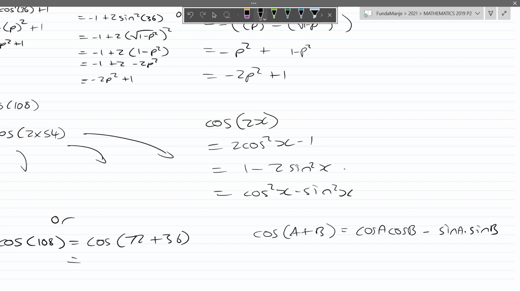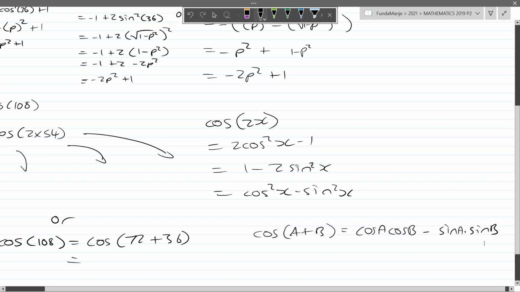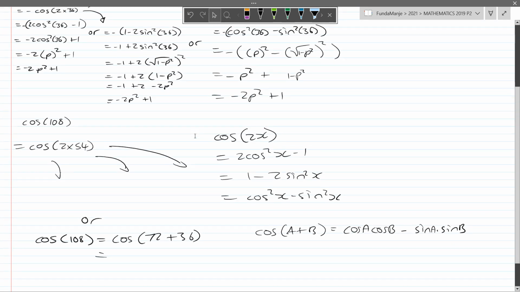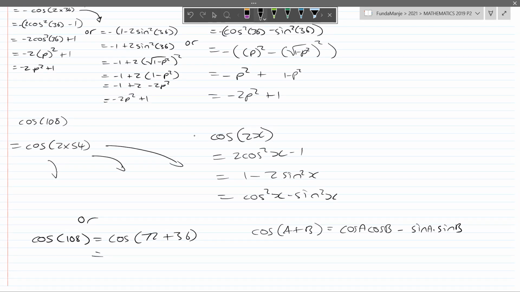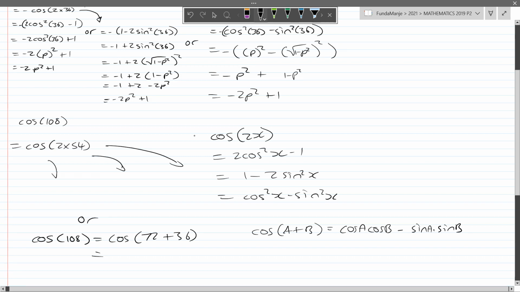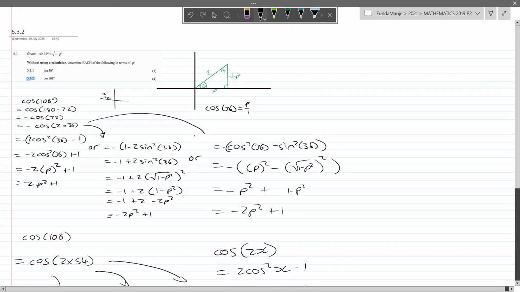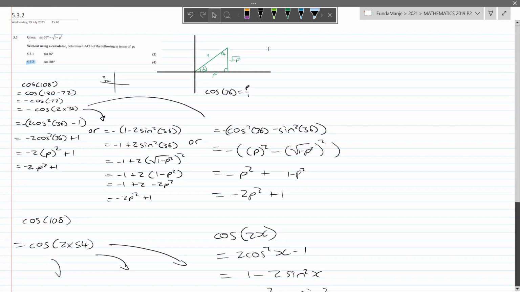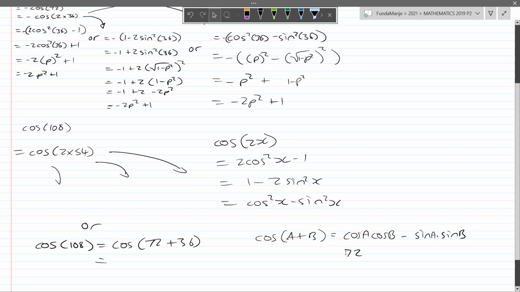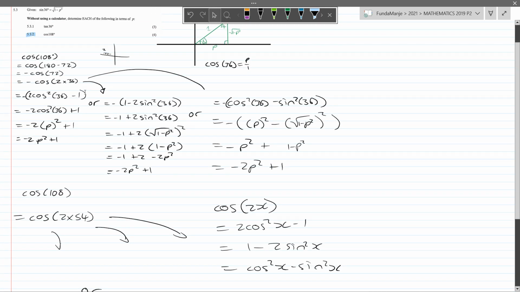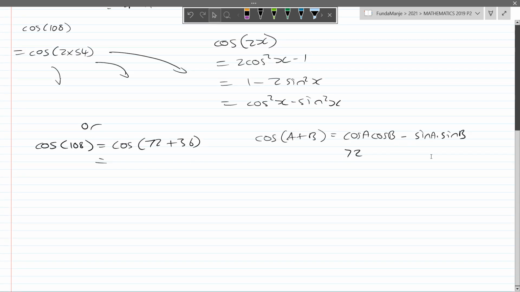Then you could still solve it the same way, but this method is not recommended simply because of how long it would be. You have 72, which is not part of our angles in our triangle, and that would need you to break down 72 using either one of these methods, preferably this 2 times 36, and then you would need to include one of these long proofs in this problem, so this one would not be advised.